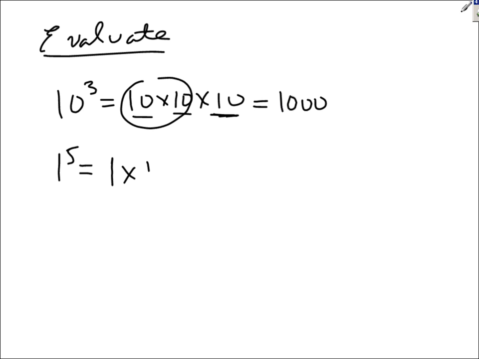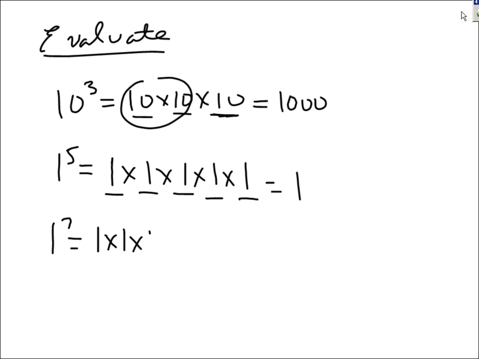It's not 5. It's 1 times itself 5 times. But it doesn't matter how many times I multiply 1, I get 1. 1 times 1 is 1, times 1 is 1, times 1 is 1. You want to know what 1 to the 7th is? Well, it does mean this: 1 times itself 7 times. 1 times 1 is 1. That answer times 1 is 1. That answer times 1 is 1. That answer times 1 times 1 times 1 is 1.